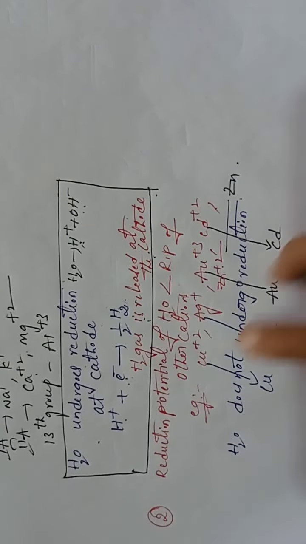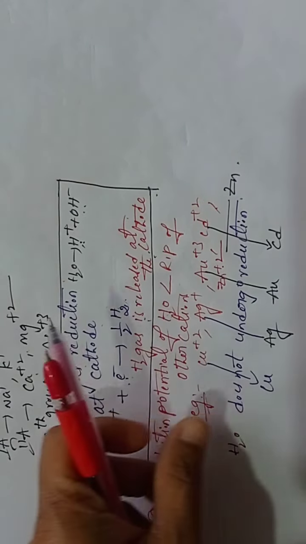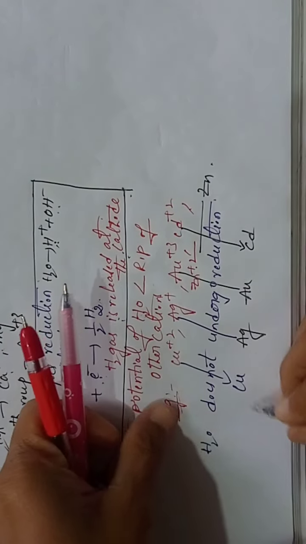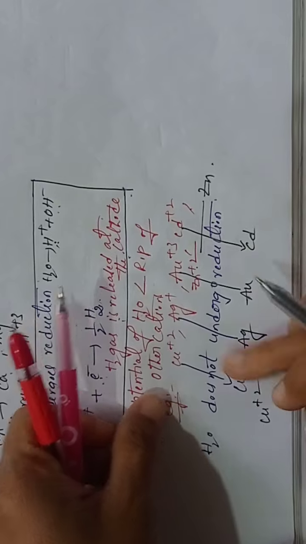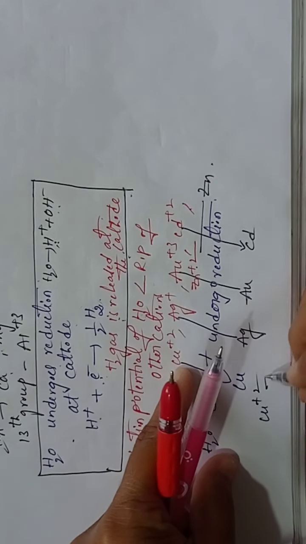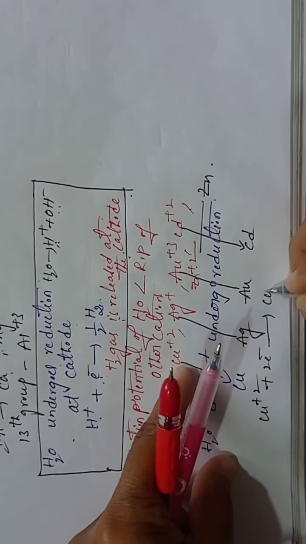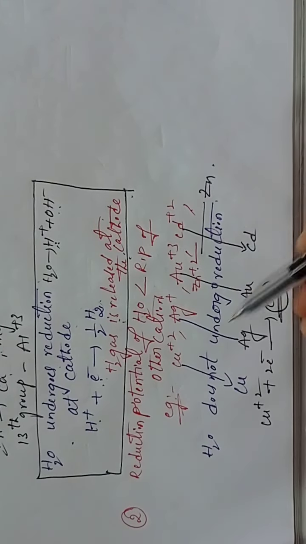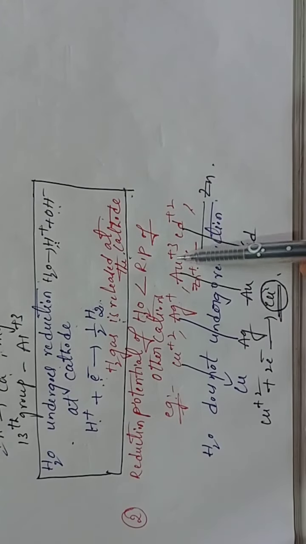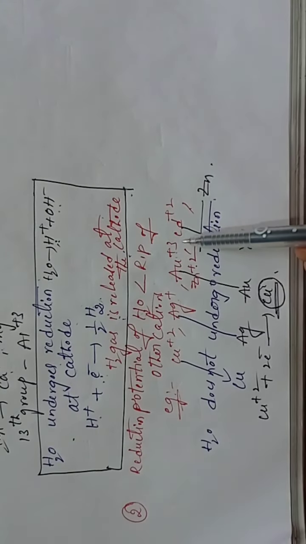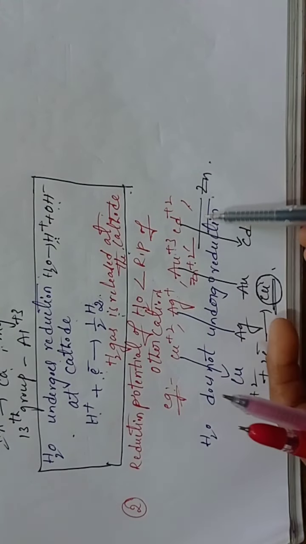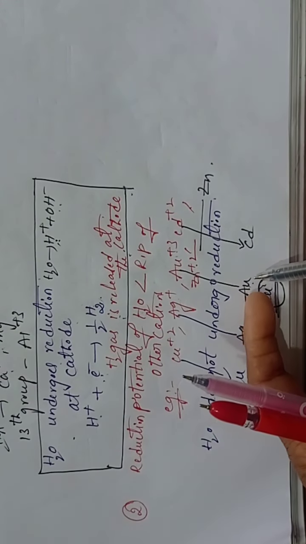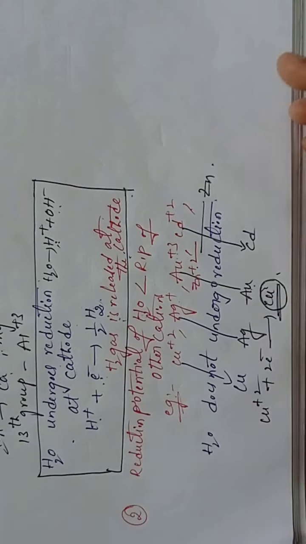Are you understanding? Just one example, see, students. If I am taking copper, Cu plus 2, it undergoes reduction. That means by gain of 2 electrons, it becomes copper. That means copper is deposited at the cathode. Are you following? Similarly silver is deposited, and if Au plus 3 undergoes reduction, Au is deposited at the cathode, like this.